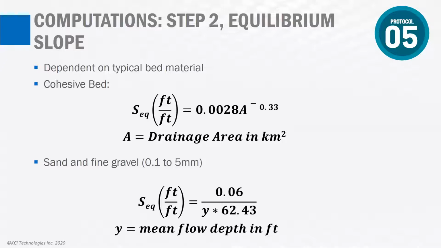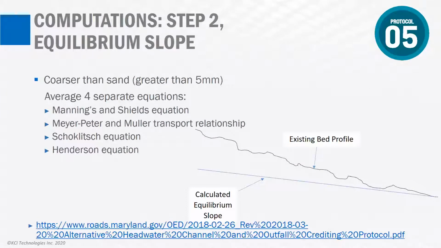After determining the upstream and downstream control points that denote the length of the stream that's subject to erode, the next step is determining what the stable equilibrium slope would be between those 2 points. The equilibrium slope equations are dependent on the typical bed material. There's one specific equation for cohesive beds, a different equation for sand and fine gravel, and then there are 4 separate equations for beds that are coarser than sand. The results of those 4 equations would be averaged, and you'd get one calculated equilibrium slope.